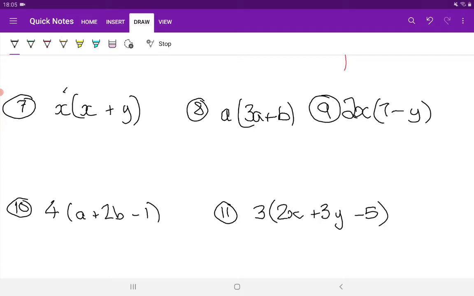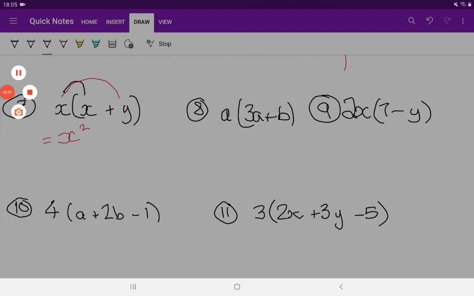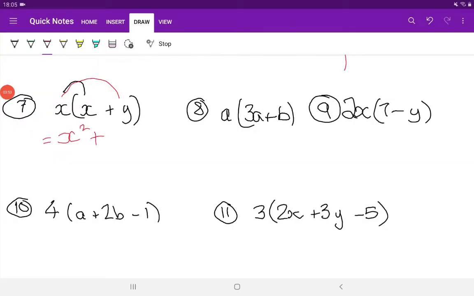So, x times x. x times itself. Okay, x times itself is x squared. Remember if we times something by itself, we can write it as squared, so that's going to be x squared. And then I've got x times y, so that's going to give me plus xy. So it'll be x squared plus xy.